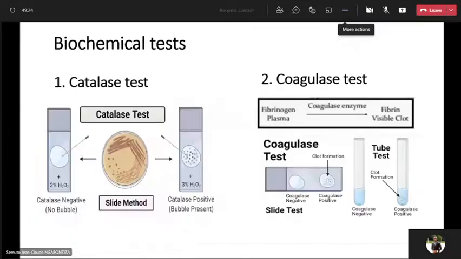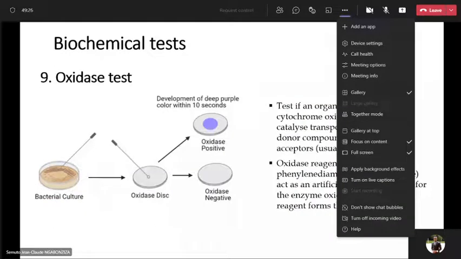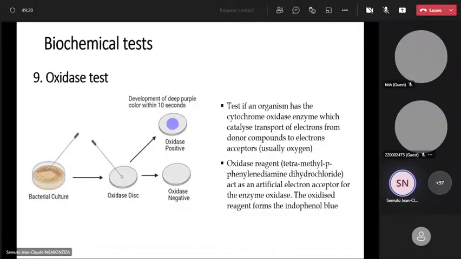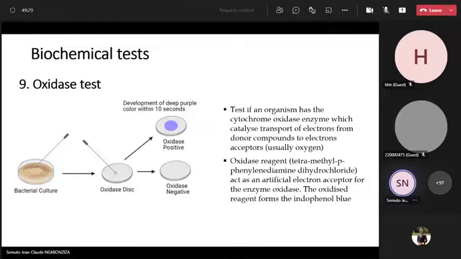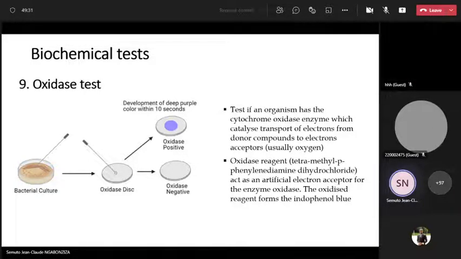Any question on identification of bacteria? So this is more generic. For each bacteria, we discuss its way of identification. How do we identify this pathogen in the lab? Any question?